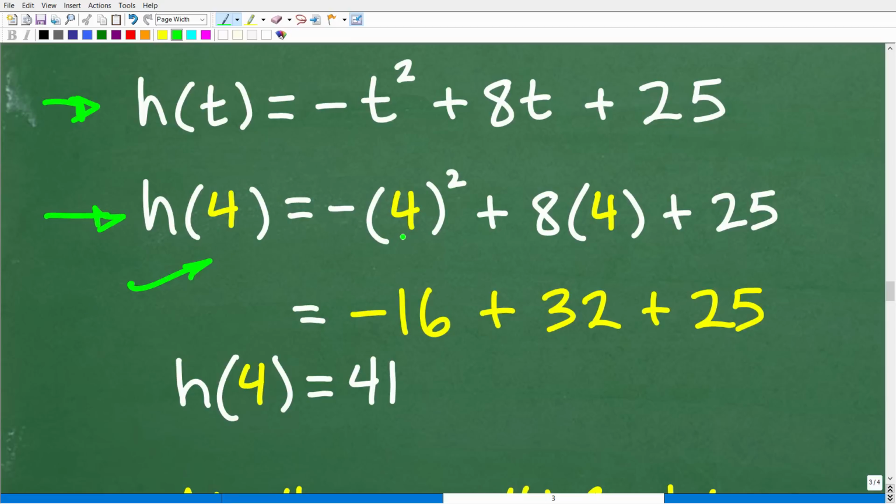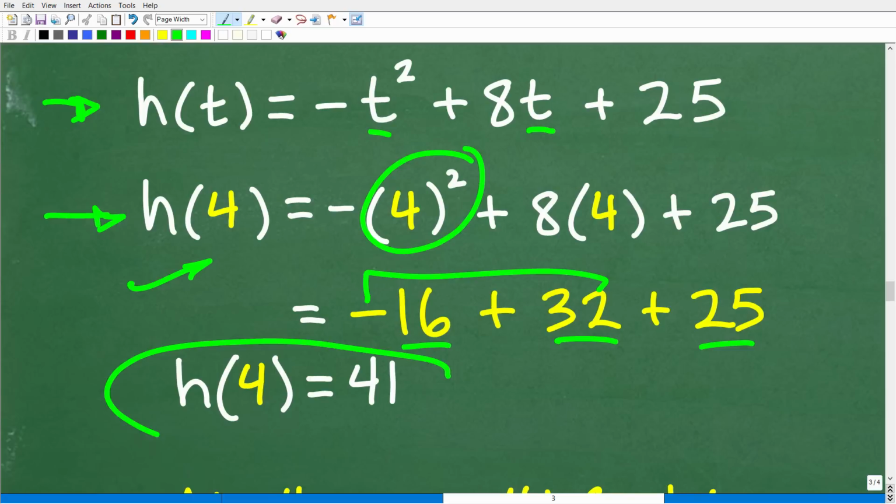So we're going to plug 4 into our function. We're going to replace the t with 4. Now we have negative 4 squared. Be careful, we have to take the powers here. 4 squared is 16, so that's going to be negative 16, plus 8 times 4, which is 32. So negative 16 plus 32 plus 25, we're going to get a positive 16 here, plus 25 is 41. So this particular ball, 4 seconds in, will be 41 feet.